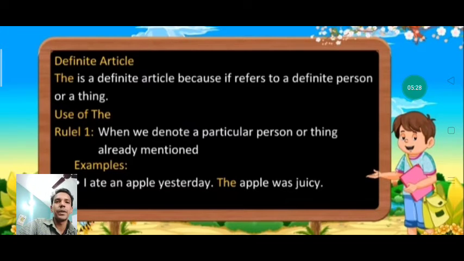For example, rule 1: when we denote a particular person or thing already mentioned, at that time we use the. Example: I ate an apple yesterday. The apple was juicy. One time we have mentioned that we are talking about an apple. Next time we can simply say the apple was juicy, because here it becomes a definite article.